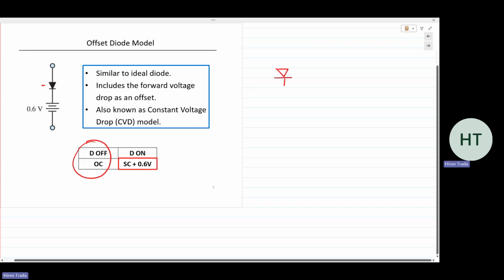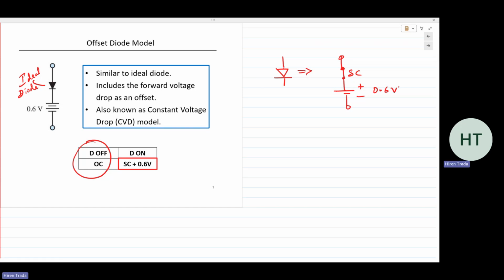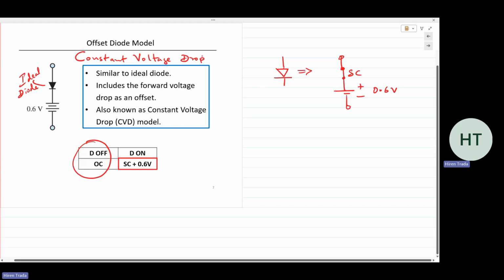So it'd be the ideal diode in series with a voltage source of 0.6 volts. The book uses 0.6, so I'm going to stick with 0.6. Okay, so that's known as the offset diode model. It is also known as the CVD model, constant voltage drop. A constant voltage drop model, CVD.